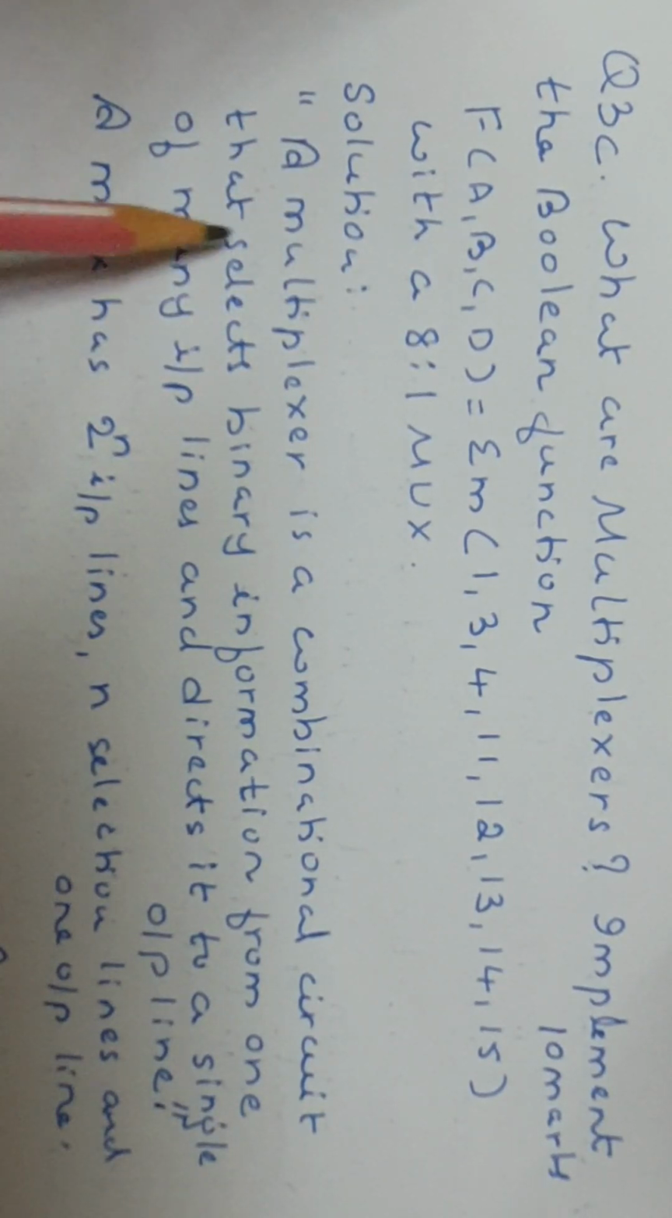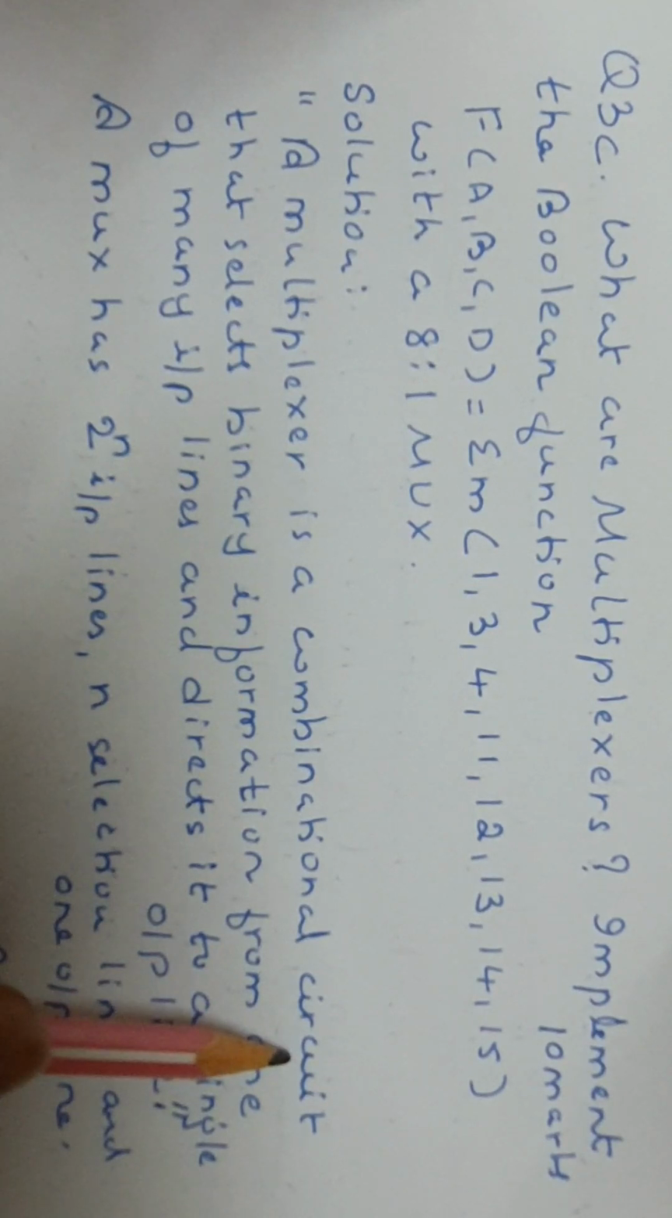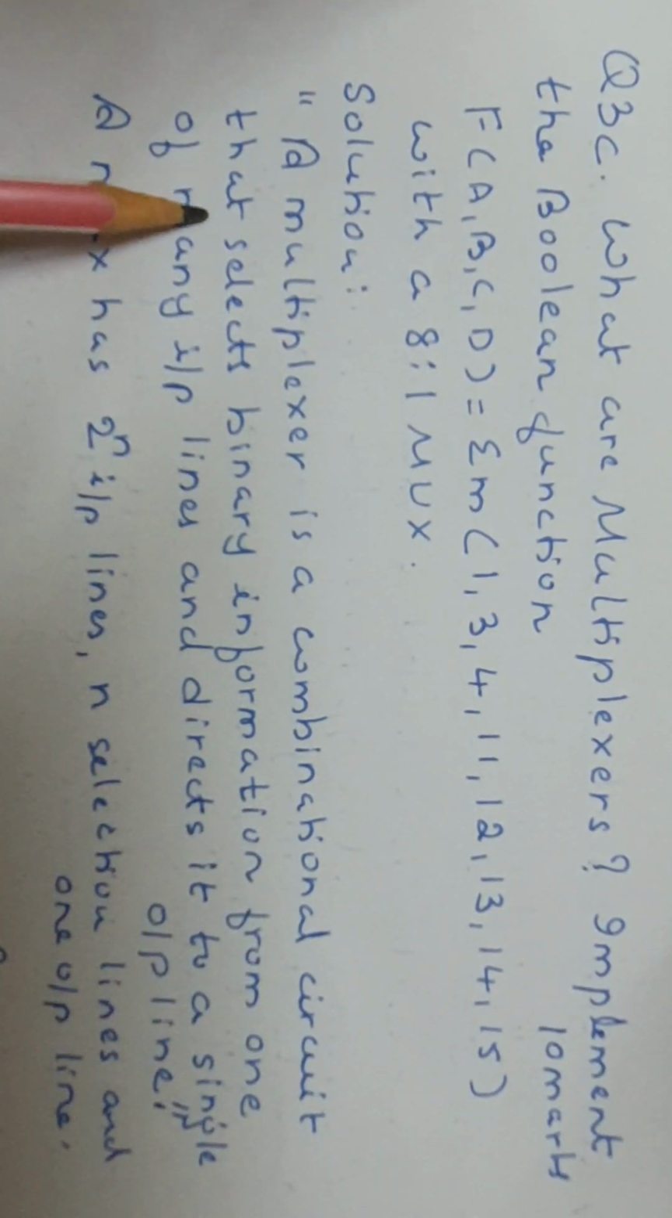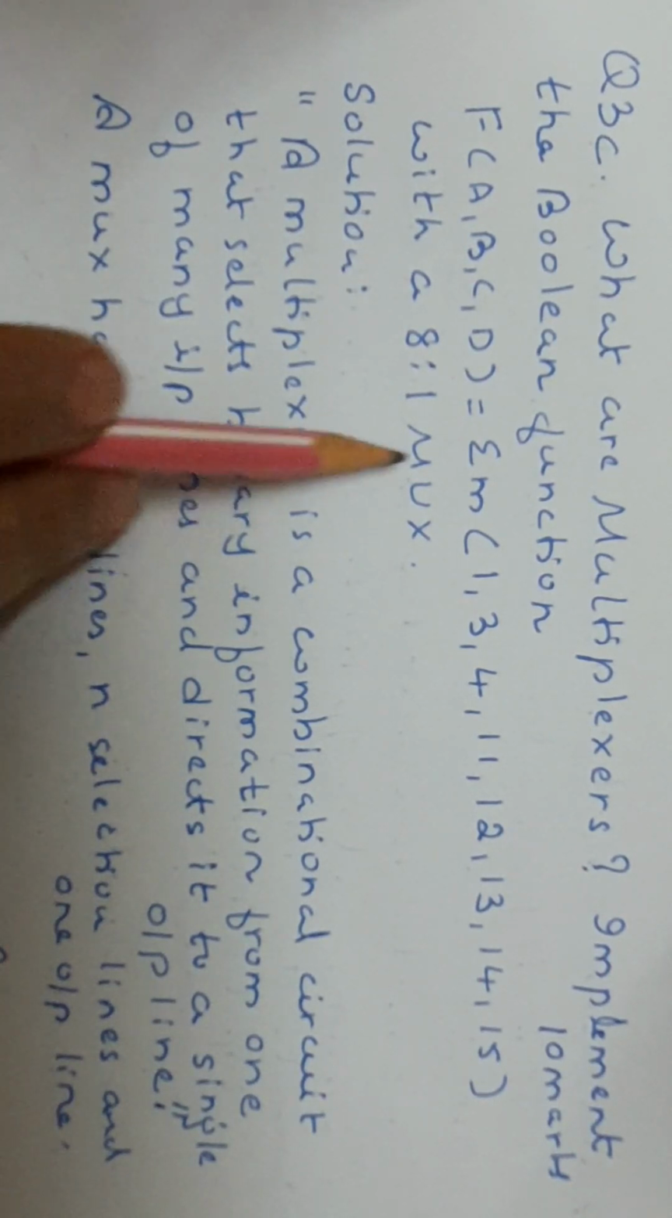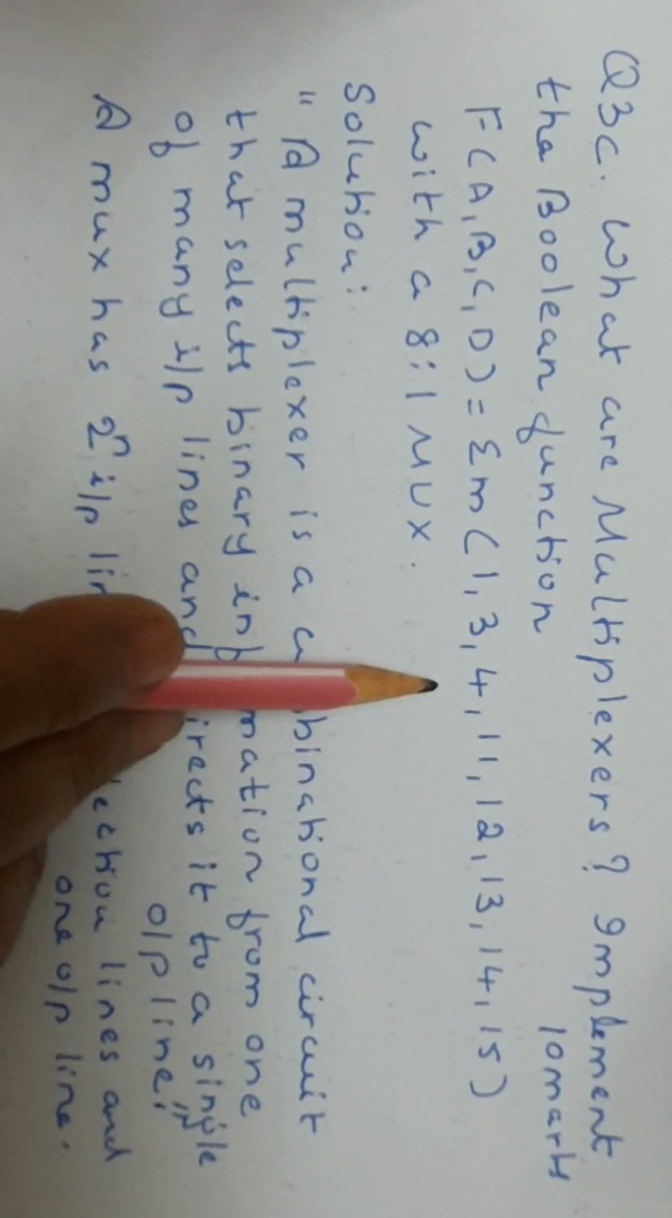Solution, first the definition. A multiplexer is a combinational circuit, meaning that it is made up of logic gates, that selects binary information from one of the many input lines and directs it to a single output line. So it is a many to one combinational circuit, in that on many lines, the input that is selected by the selection line is directed to a single output line. So, a mux has 2 raised to n input lines, n selection lines and 1 output line. Next, we shall see the implementation of this function.